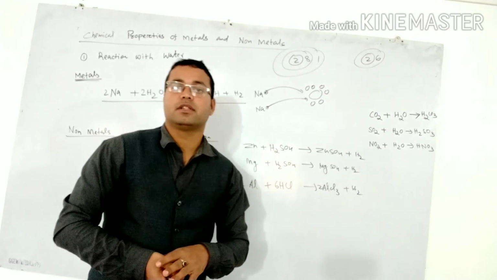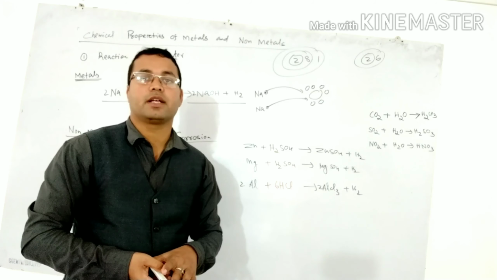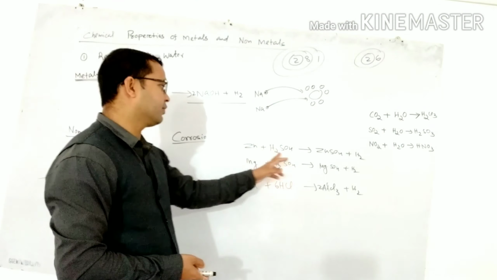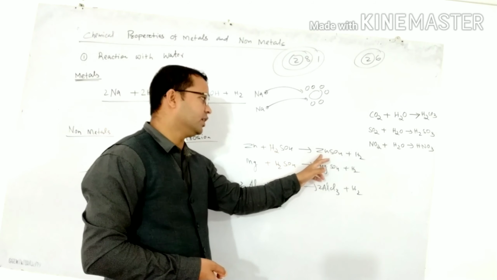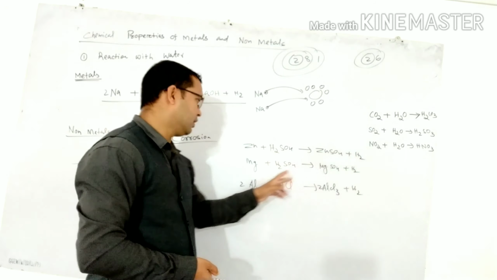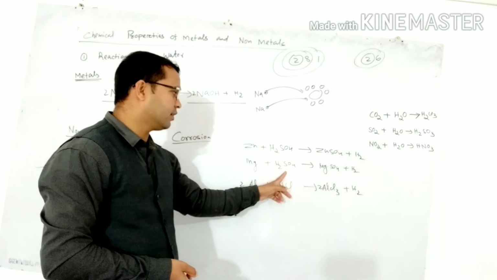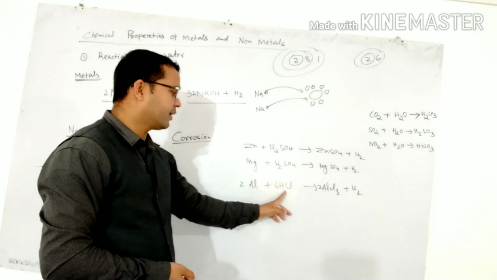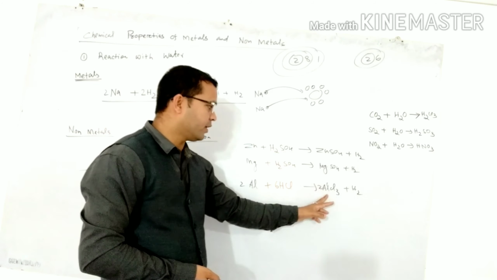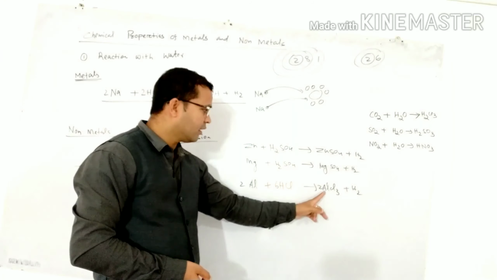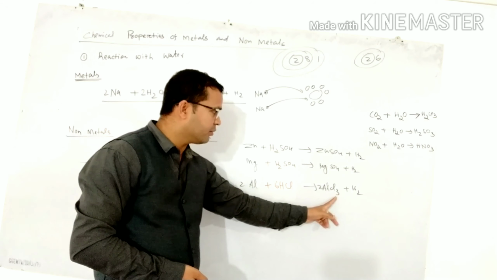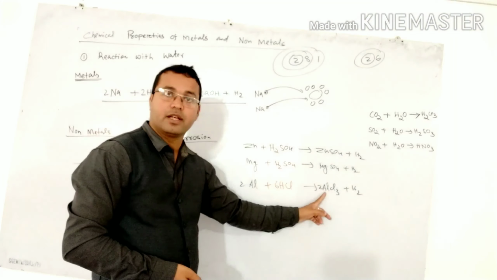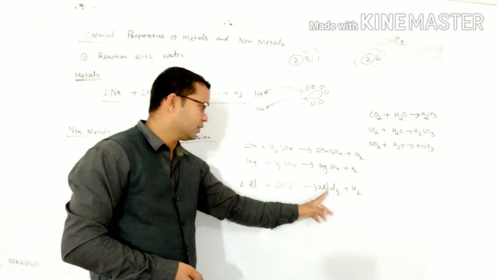And next, metal reacts with what? Acid. Metal reacts with acid. For example, zinc reacts with sulfuric acid, gives zinc sulfate and hydrogen gas. Magnesium reacts with sulfuric acid, gives magnesium sulfate and hydrogen gas. Aluminium reacts with hydrochloric acid, gives aluminium chloride and hydrogen gas. Why is it AlCl3? Because already you know that the valency of aluminium is 3 and the valency of chlorine is what? 1.